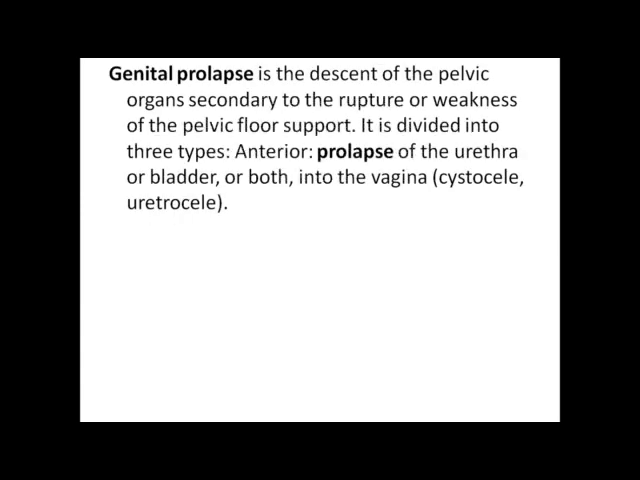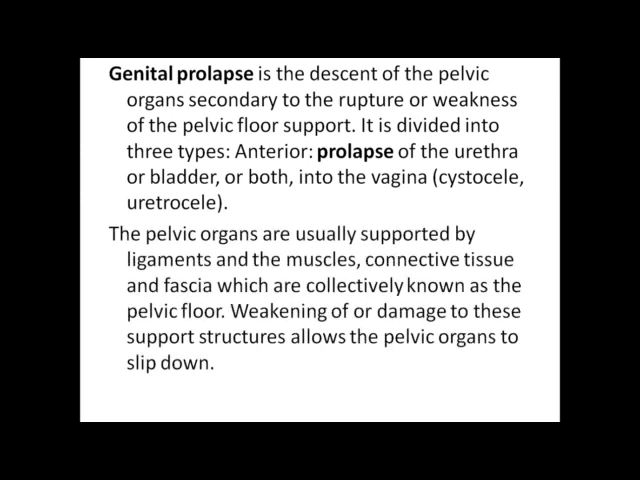Genital prolapse. Genital prolapse is a descent of the pelvic organs secondary to the rupture or weakness of the pelvic floor support. It is divided into 3 types: anterior, that means prolapse of the urethra and bladder or both into the vagina, like cystocele and urethrocele. The pelvic organs are usually supported by ligaments and muscles, connective tissue and fascia, which are collectively known as the pelvic floor. Weakening or damage of these support structures allows the pelvic organs to slip down.